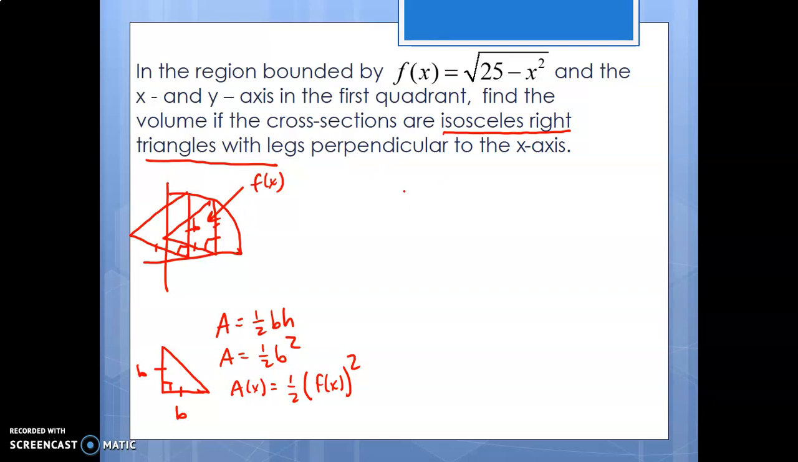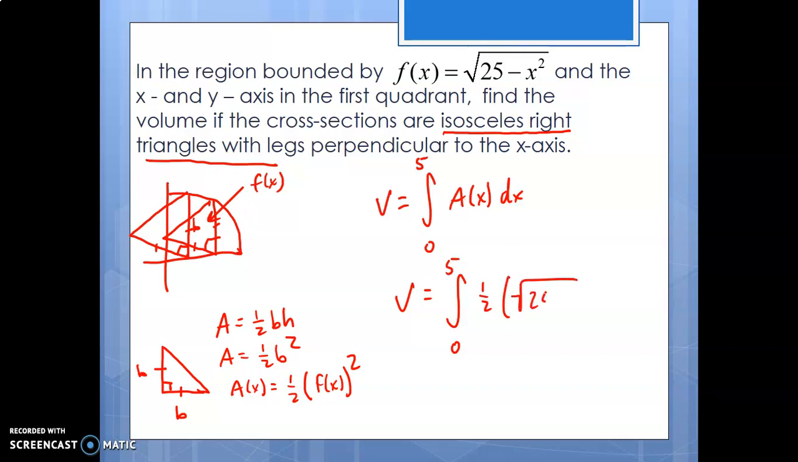So we're going to set it up almost exactly the same. We're still going to be going from 0 to 5, a of x dx. Now, the only difference is when I plug it in, I'm going to have 1/2 times my function squared. Again, we can do it on the calculator, but really we can just pull this 1/2 out and we can see that it's just going to be half of our previous answer.